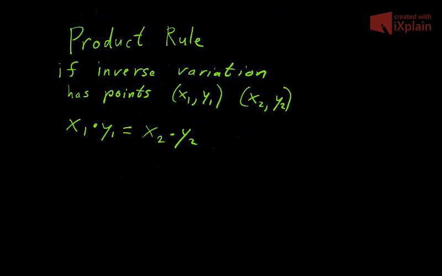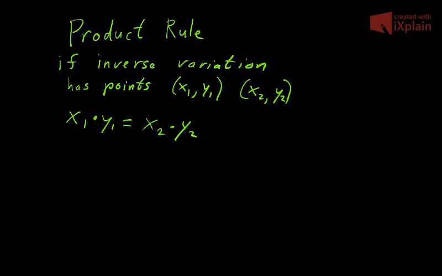And I want to look at why. If I have here y equals k divided by x, and I multiply both sides by x, I have yx equals k. So no matter what y and x I have, I will always end up with the same k.